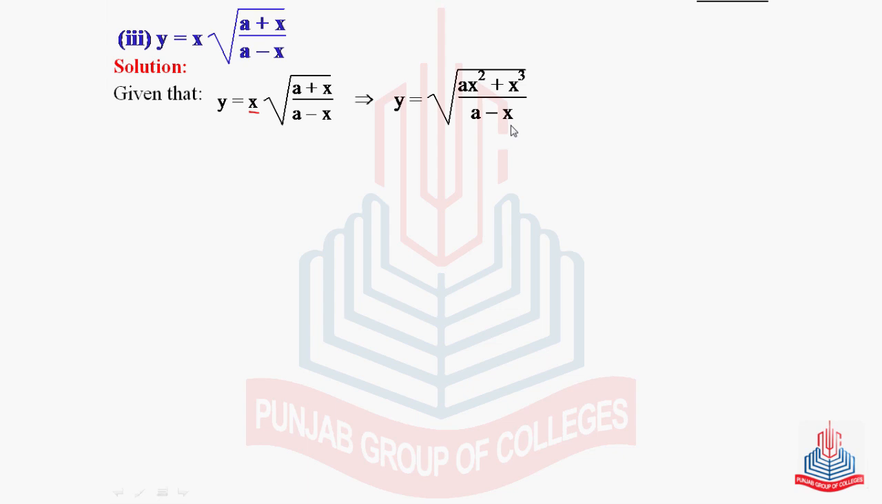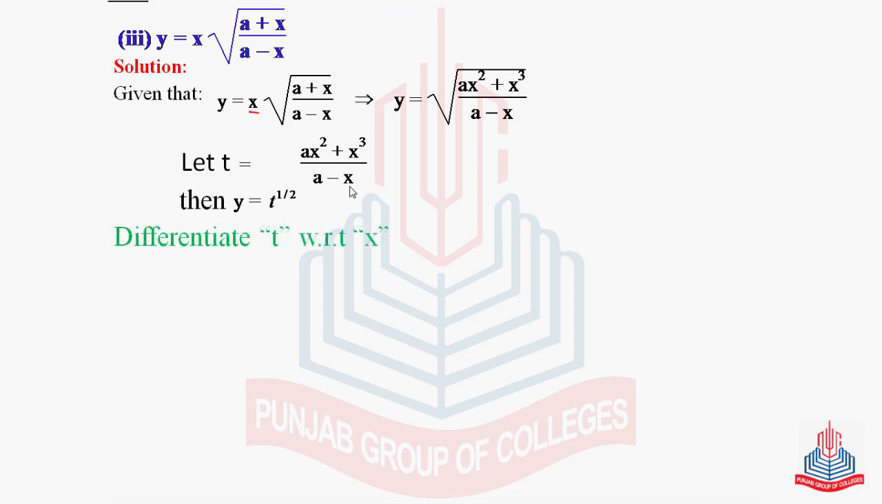So now y will reshape into the function like ax square plus x cube over a minus x, and we can easily substitute this inner function in the form of t, and then y will become square root of t. So let t is equal to ax square plus x cube divided by a minus x, and hence y will become t raised to the power 1 by 2, because this whole portion is substituted in the form of t.